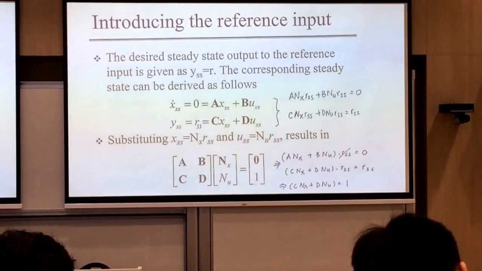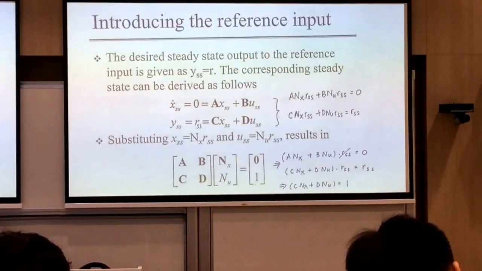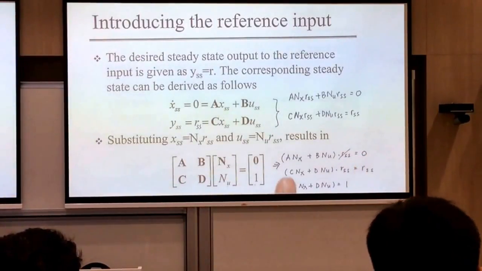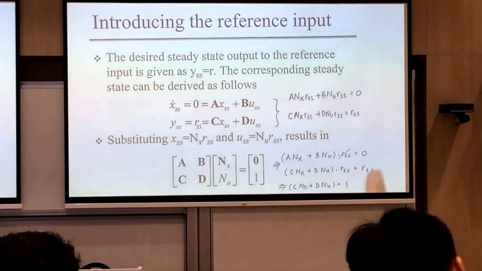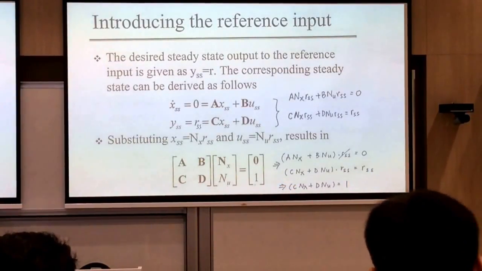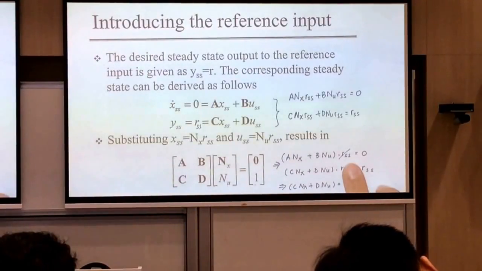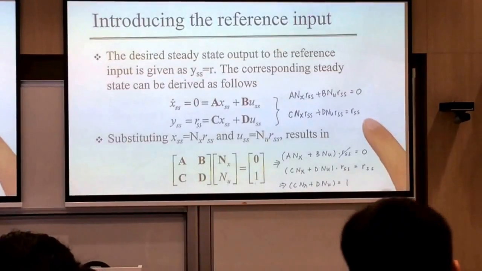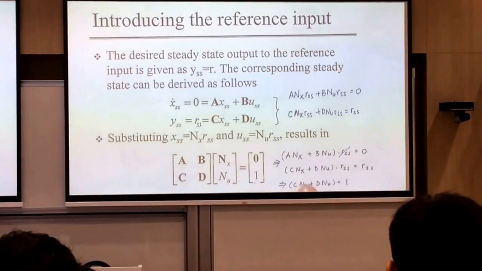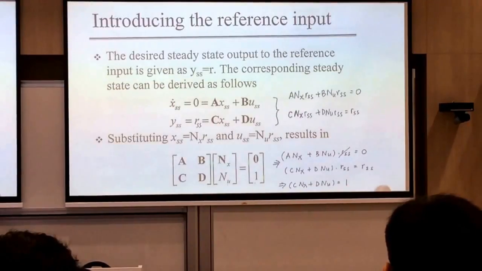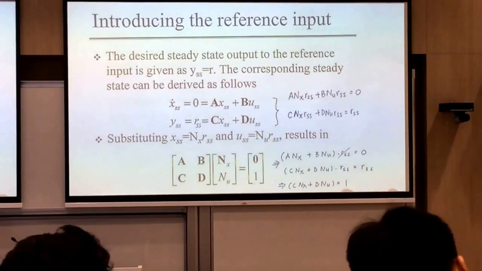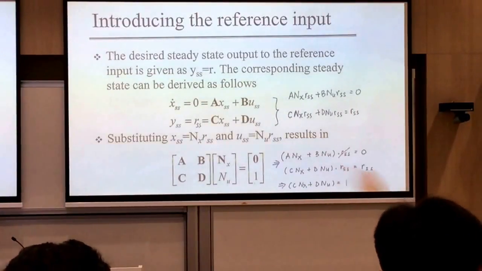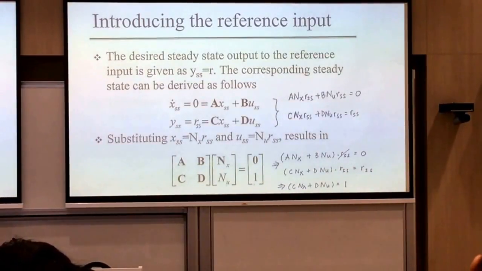So I've been talking to myself. Okay, again, first equation, we factor out R_SS. So bracket A N_x plus B N_u times R_SS equals 0. Something times something equals 0. This is a scalar, R_SS is a nonzero number, so cancel. Second equation, factor out R_SS, so (C N_x plus D N_u) R_SS equals R_SS. Cancel, 1. So there are only two equations now: A N_x plus B N_u equals 0, C N_x plus D N_u equals 1.